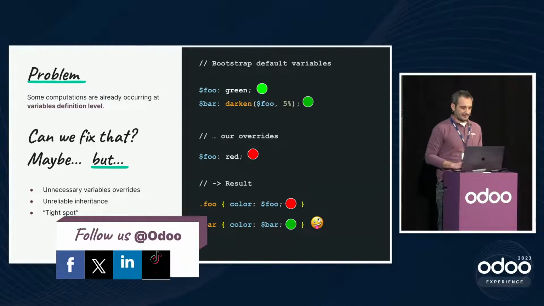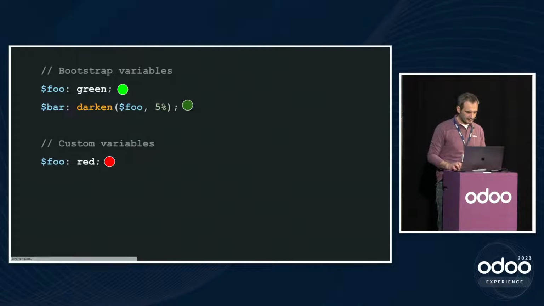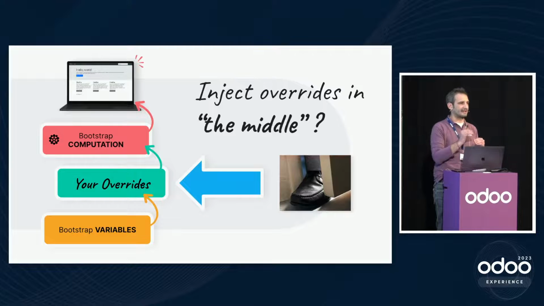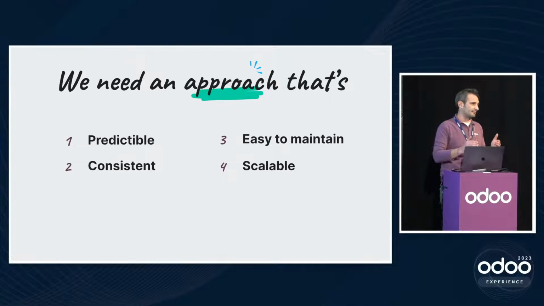Maybe we can fix that. Maybe we can redefine bar in our custom overrides, but this will mean unnecessary variable overrides and unreliable inheritance. Also there is the tight spot, because this place I showed you before is a very tight spot. You want Bootstrap to do its job in a clean way. You don't want to stay inside and change things. So we need something else. We need something that is predictable, that is consistent, that is easy to maintain, and is scalable, because we want to start maybe just changing the button primary, but in the future we want to change other stuff as well.